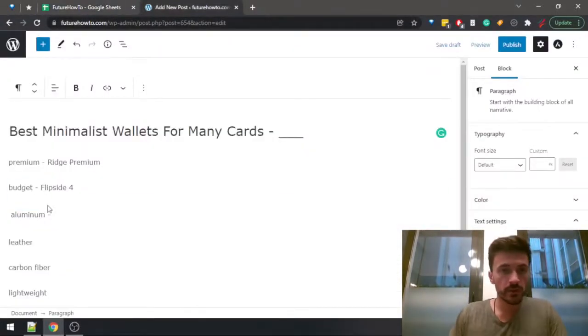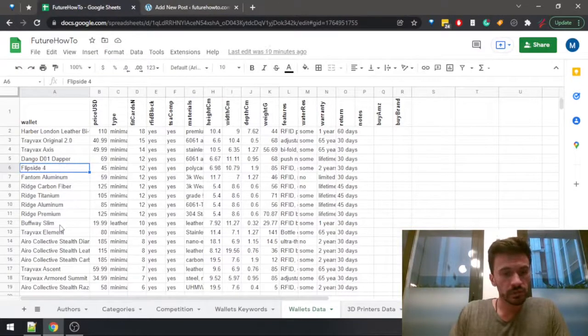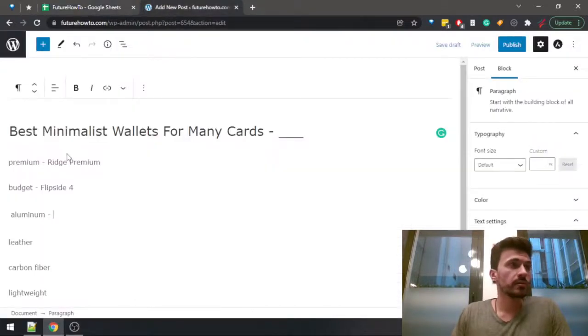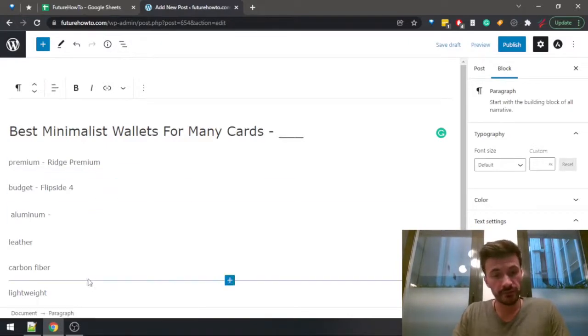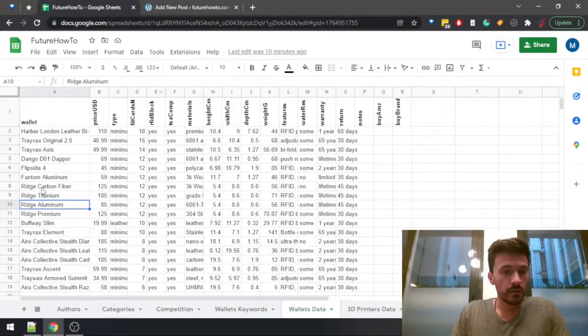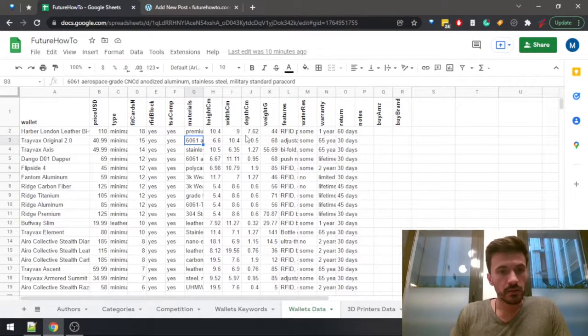Aluminum. So what do we got here? I'm tempted to pick Ridge aluminum, but I usually don't want the entire article to be one brand. I don't want to have 5 Ridge wallets in here. So maybe we're going to have Phantom aluminum. Let's see. This is leather. Oh, this is aluminum. Okay.